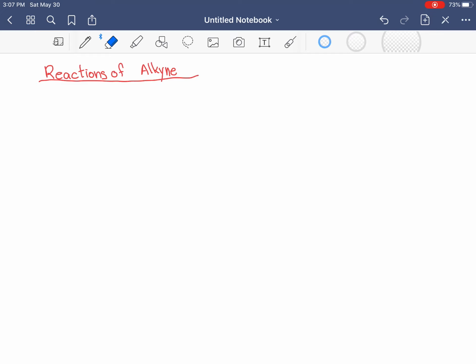Reaction of alkyne is really the same thing as reaction of alkene. Okay? The difference is triple bond versus double bond. That's it. So all the reactions that we saw the other days with alkene can be applied to reactions with alkyne. So let's do a few examples so you understand exactly what I'm talking about.